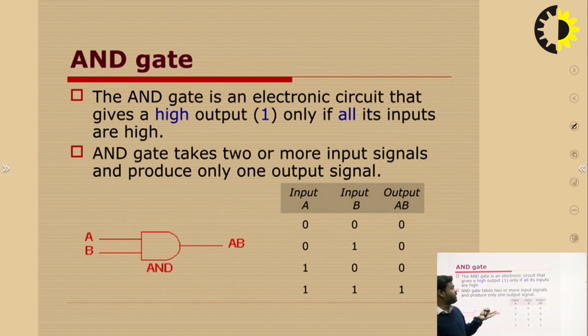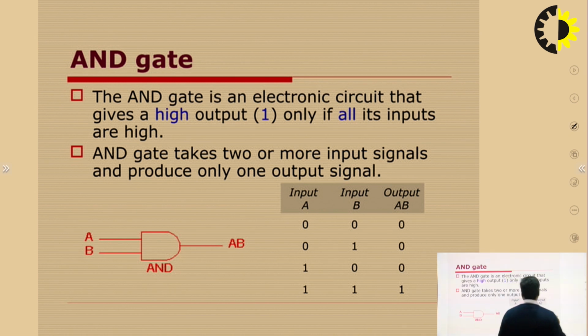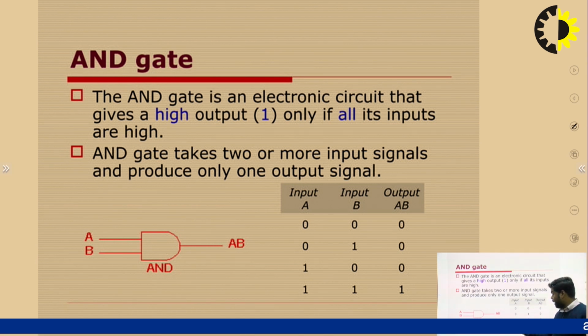The AND gate is an electronic circuit that gives a high output. High output means 1, and only if all inputs are high. I have told you that. As we have drawn the truth table of the AND operation: 0 0 0, 0 1 0, 1 0 0, 1 1 1. These are the high volts, so these values are going to be high.